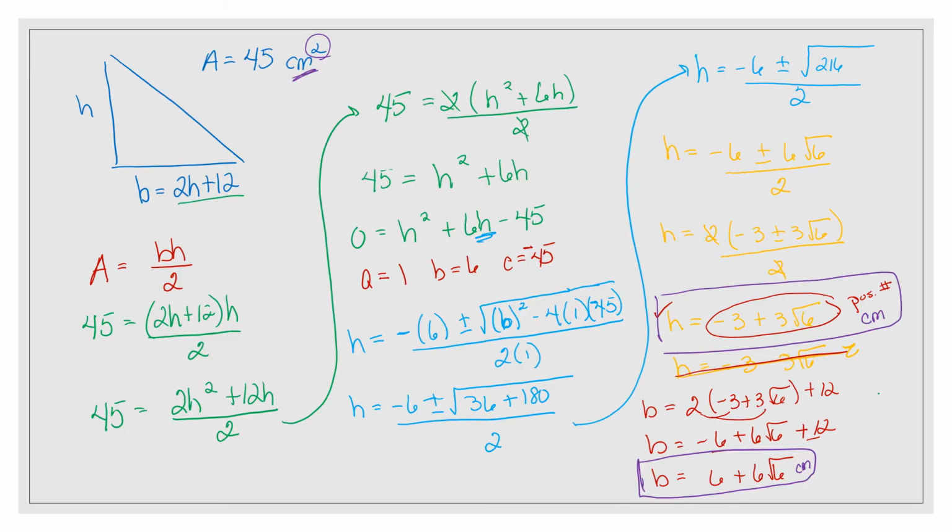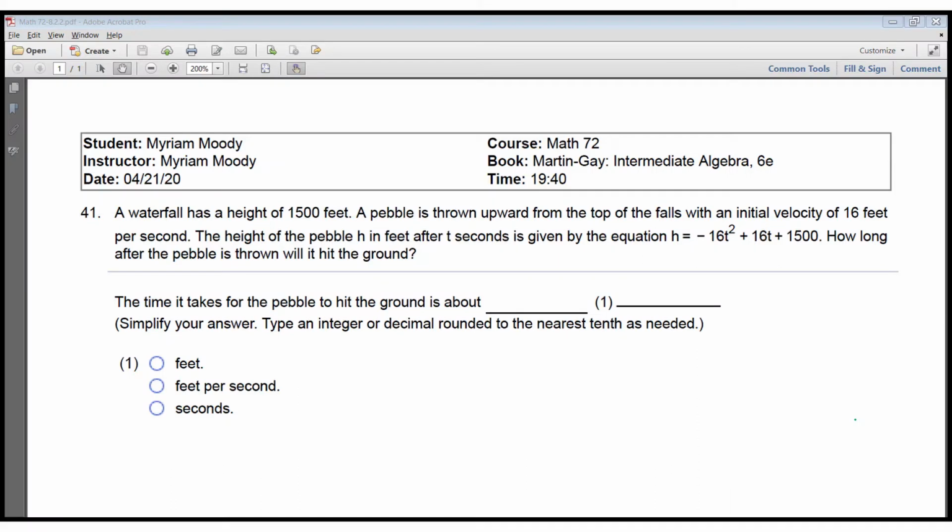All right, let's look at another one. A waterfall has a height of 1,500 feet. A pebble is thrown upward from the top of the falls with an initial velocity of 16 feet per second. The height of the pebble, known as h, and it's in feet, after t seconds is given by this equation. They want to know how long after the pebble is thrown will it hit the ground.